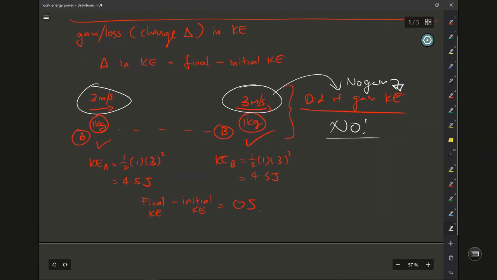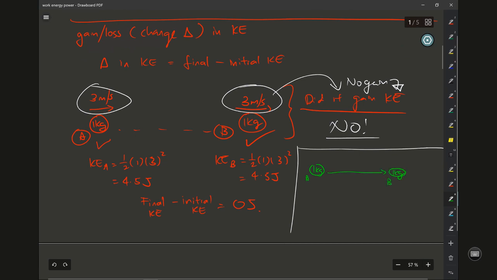Let's say in another scenario, I'm going to do this in green, I have a ball of 1 kg at A. It moves all the way to point B, and the ball remains of the same mass, of course. Now it starts not from rest, but say at 1 meter per second, and it slowly accelerates to maybe 4 meters per second as it goes from A to B. Now how do I find the change in KE in this case? The change in KE is governed by the formula final KE minus initial KE.